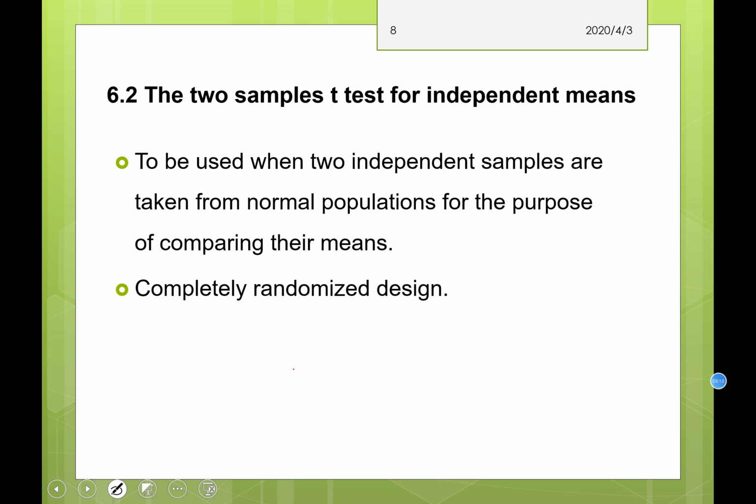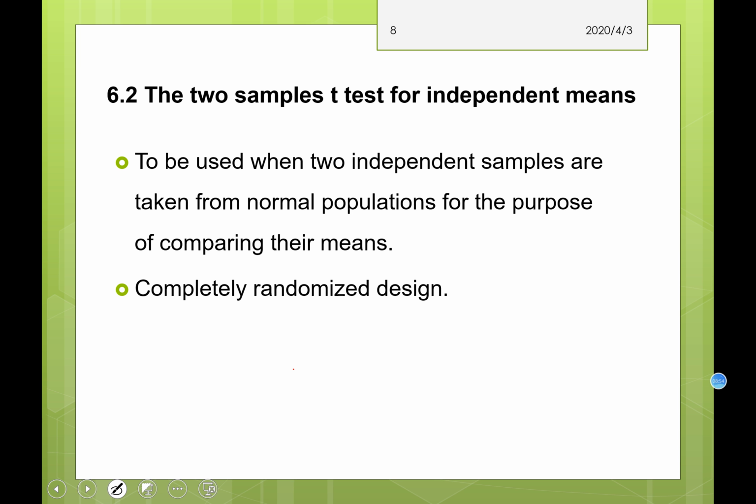In our textbook, there is determination of a 1 minus alpha confidence interval for the paired mean difference of a normal distribution. But in our class, I won't teach you that part, so you don't need to learn this part. You just need to know the procedure of the hypothesis test for the paired samples t-test. That is enough.